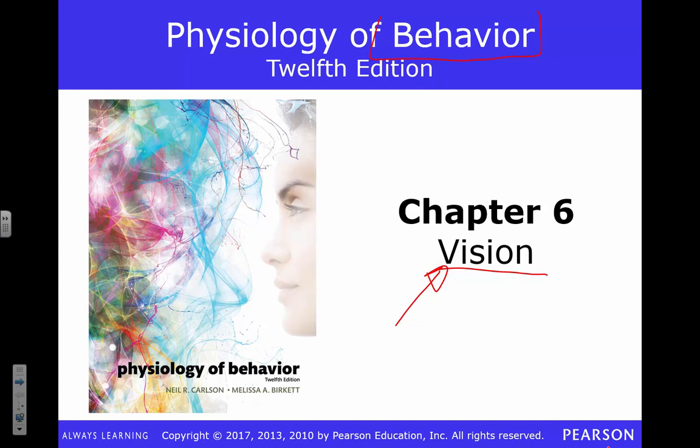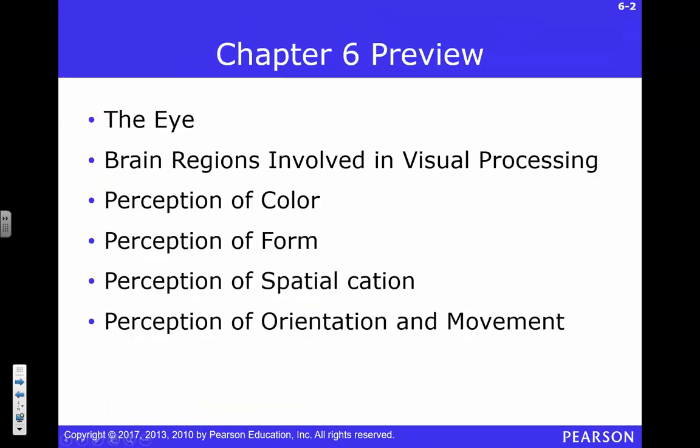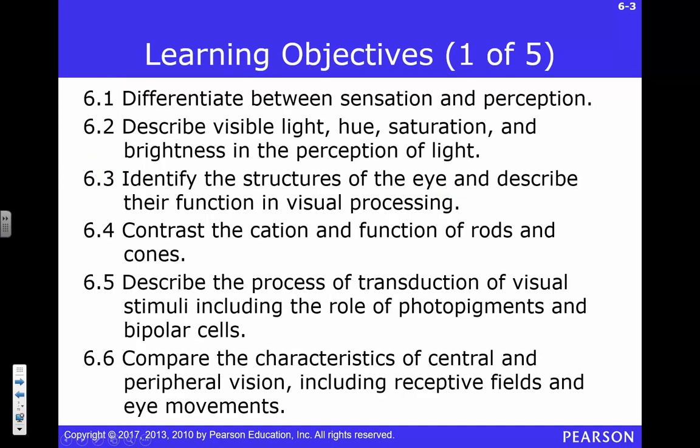The other thing is we know a ton of stuff about vision, more than we maybe know about some of the other sensory systems. On top of that, basically the same basic principles that apply to vision are going to apply to the other sensory systems as well, right? So once we get a handle on what's going on with the visual system, then we can apply that to the other sensory systems, and we're really just kind of changing things a little bit, right? So we'll talk about the eye, we'll talk about brain regions involved in visual processing, a little bit about color, spatial vision, orientation, and movement.